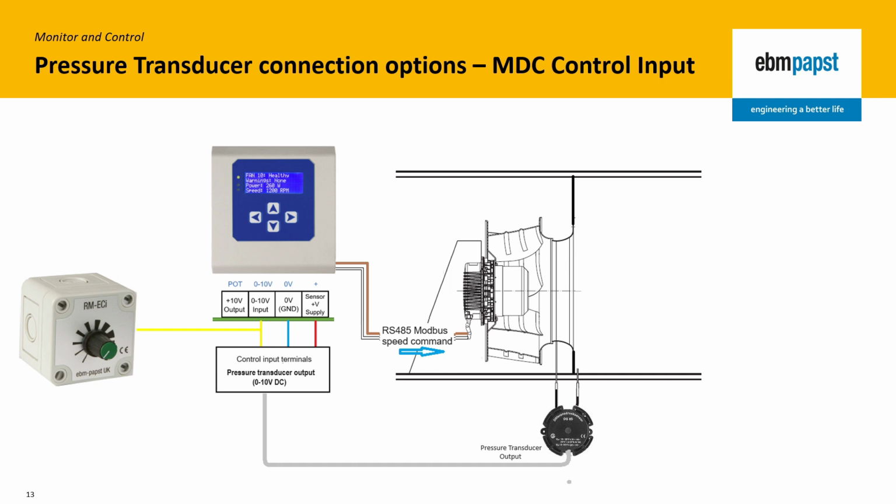When 0 to 10 volt monitor and control mode is selected, the MDC will convert the signal supplied to the control input terminal into a broadcast Modbus command to vary the speed of the fans in the array. These terminals can also be used for volume flow or pressure differential measurement. However, as there is only one control input terminal, it is not possible to have both functions at the same time.